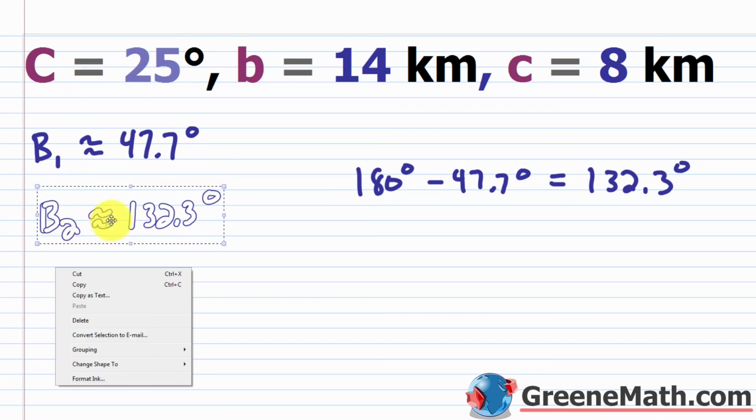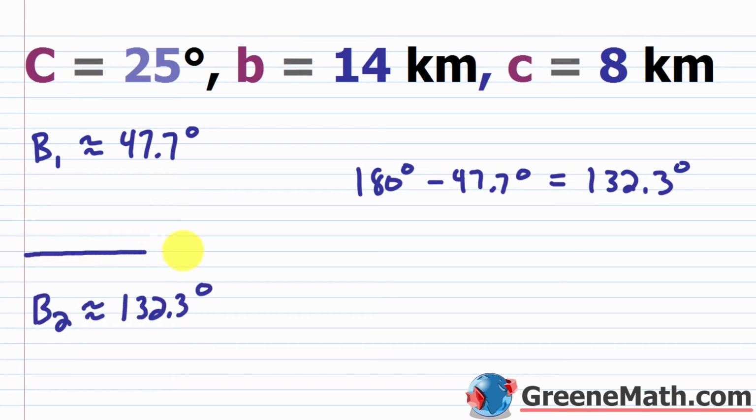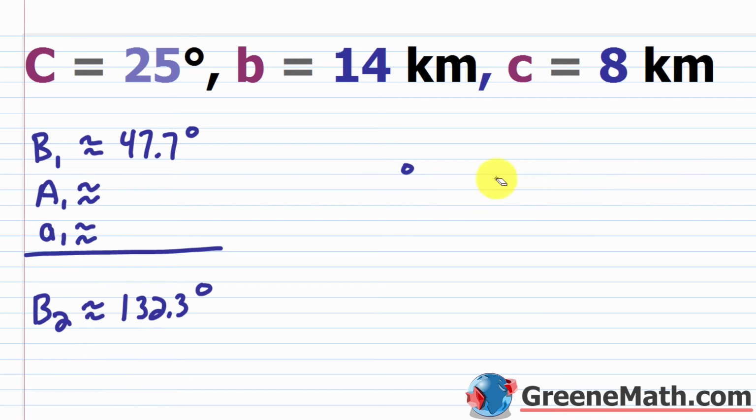Now I'm going to separate these two. I'm just going to put a border here or something like that, because we do need to find A, and you want to put lowercase a here, sub 1. So this is all for the first triangle.